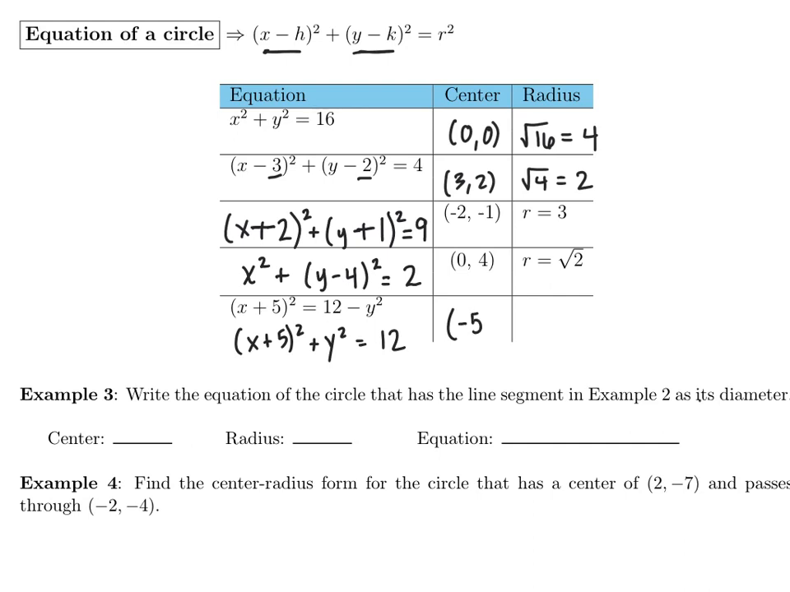So your center is negative 5, 0. Your radius is the square root of 12, but we need to reduce the radical. If you can reduce your radicals, you always need to do that, which would be the square root of 4 and the square root of 3, which is 2 square roots of 3.